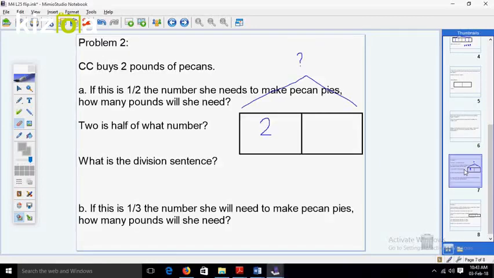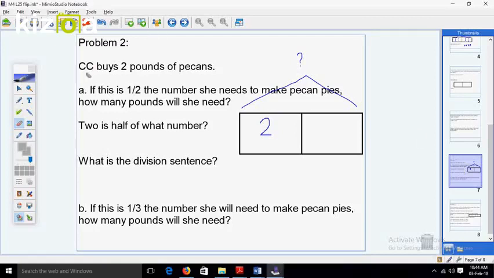So, problem 2. This is a different way of looking at division. If you remember when we first looked at division, this may have even been in 4th grade, there are 2 different ways to look at division: how many bags we have, or how much is in each bag. So we just looked at how many bags, but now we're going to look at how much is in each bag.